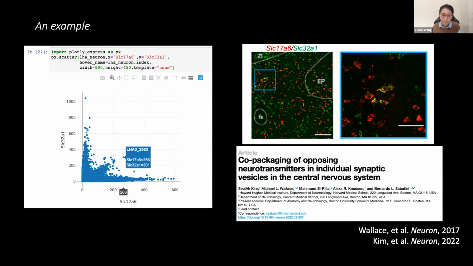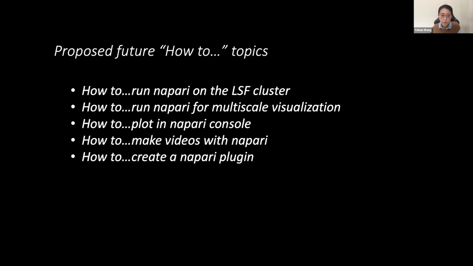But I guess that's why I have proposed future how-to topics. I'm still learning a lot of these, but hopefully they are invitations for some future discussions on these topics too. So first, how to run Napari on the LSF cluster. I'm not sure if it's possible. I haven't talked with people in SciComm, but based on my experience with some of the people around the lab, it didn't sound like anyone has got this running yet.